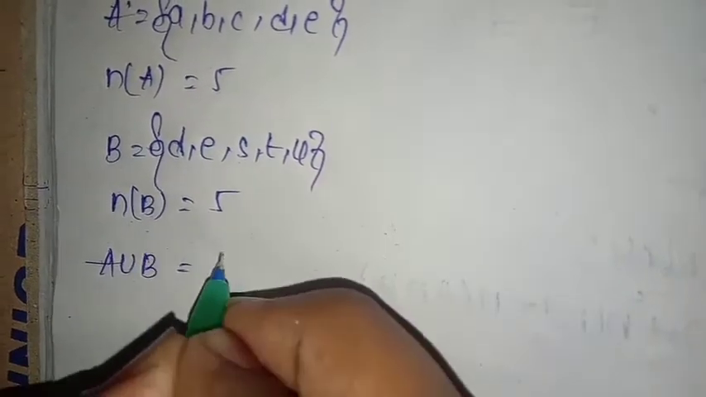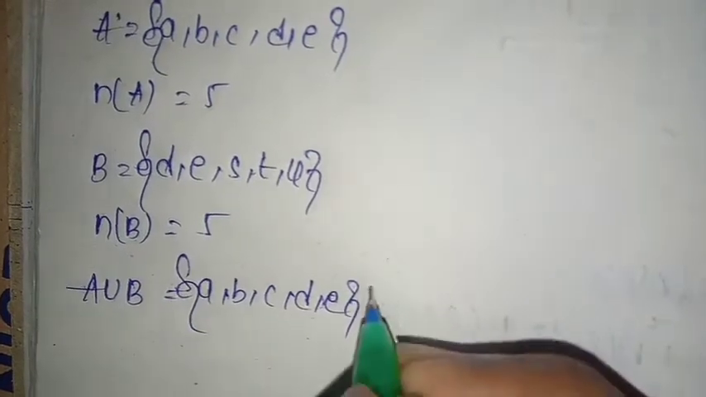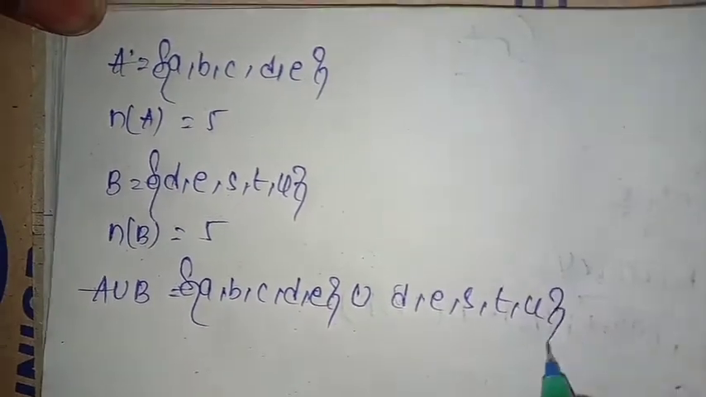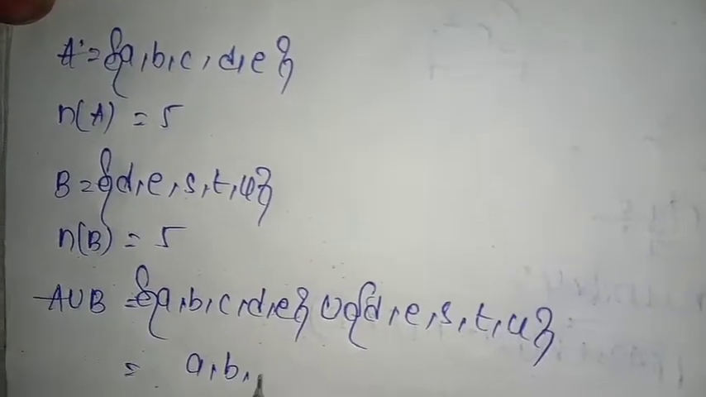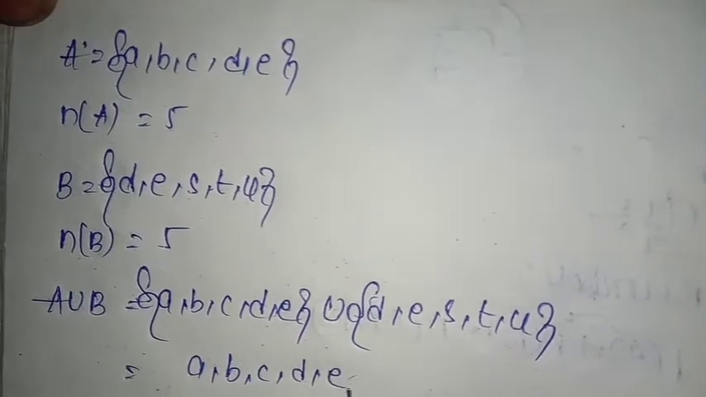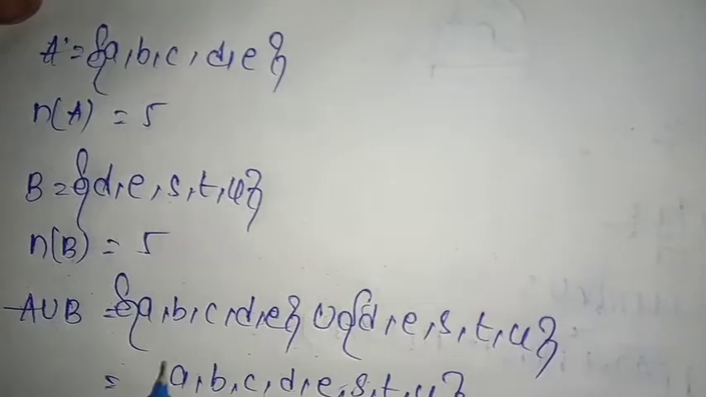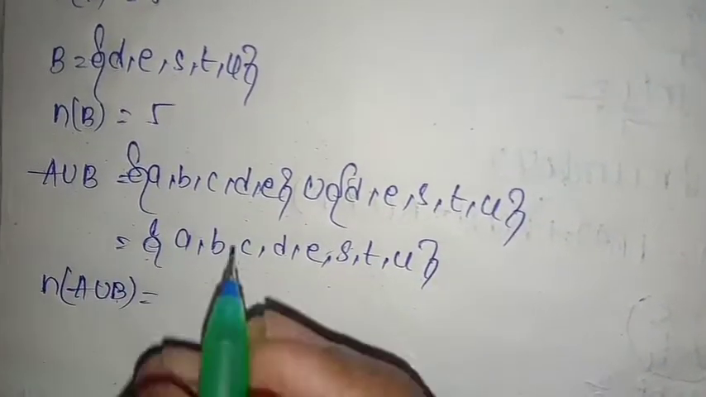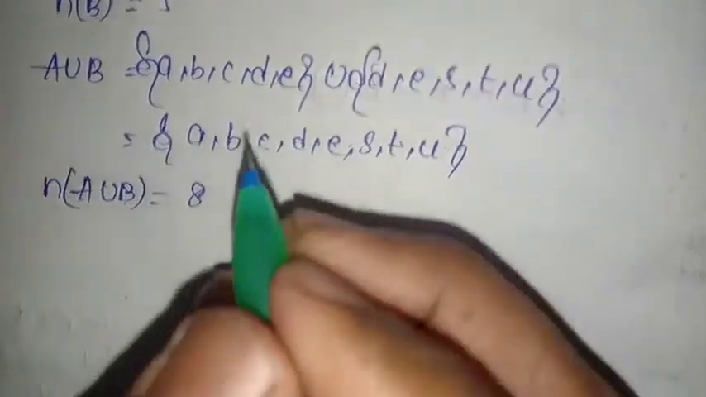So now we have to find A union B. A, B, C, D, E union D, E, S, T, U. So their union will be A, B, C, D, E, S, T, U. So n of A union B: how many elements are there? 1, 2, 3, 4, 5, 6, 7, 8. So n of A union B equal to 8.